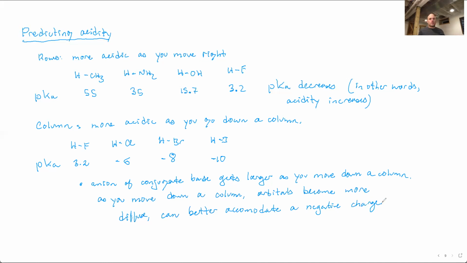And so the two trends that you want to remember are that as you move from left to right in a given row, things tend to get more acidic. And then as you move from top to bottom in a given column, things also tend to become more acidic. The final two contributors to acidity are probably the most important and the most common that you'll encounter.